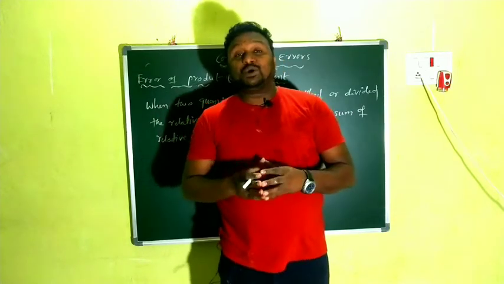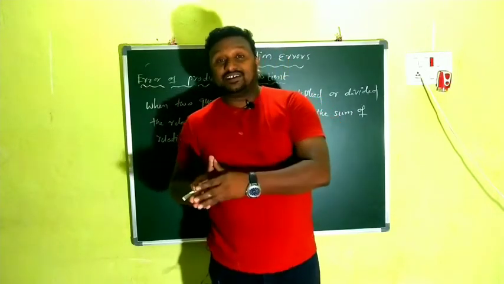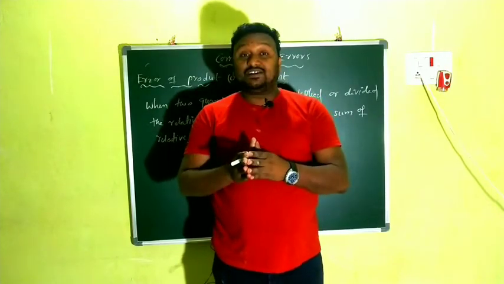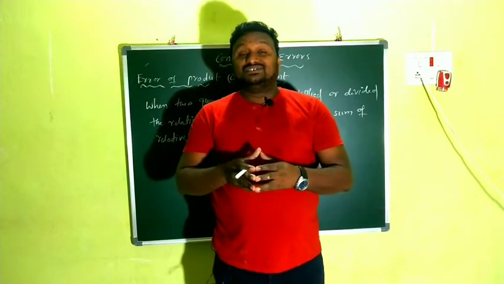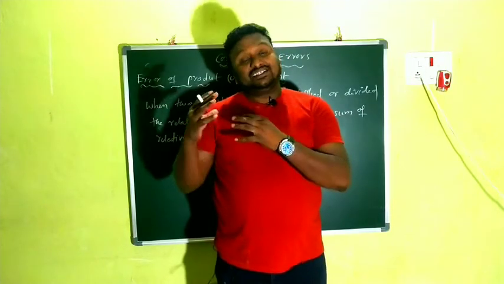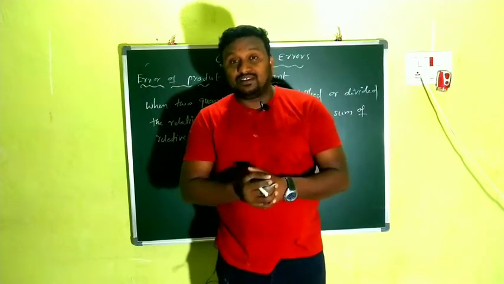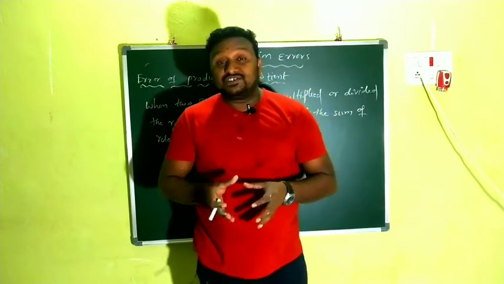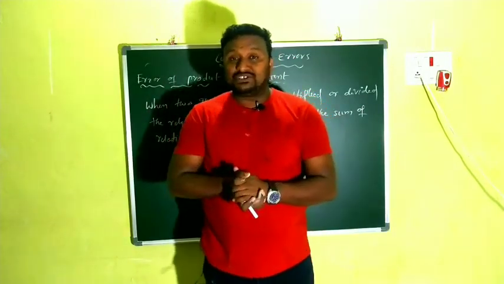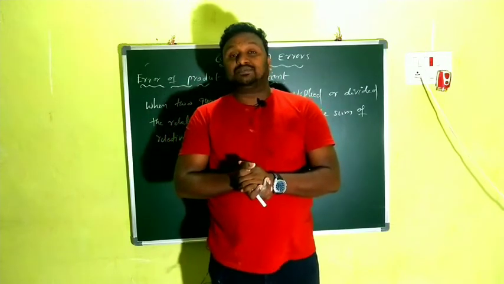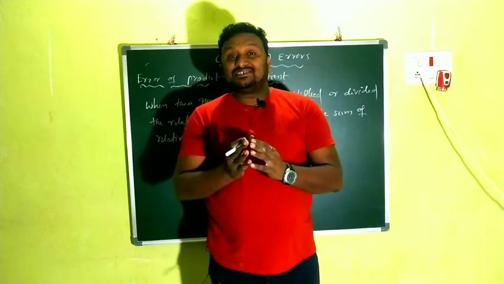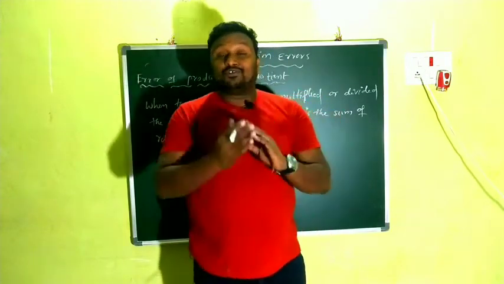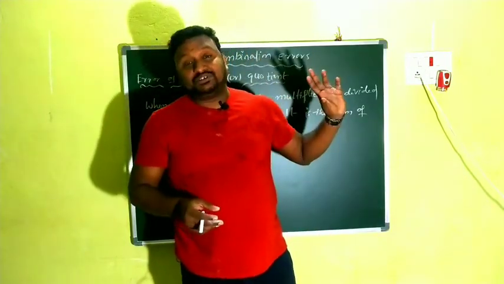So in the previous video we discussed the combination of errors in the process of addition or subtraction. In this video, I am going to explain the combination of errors regarding multiplication and division. Clear, children? So in this case, how can we write the error for multiplication and division?